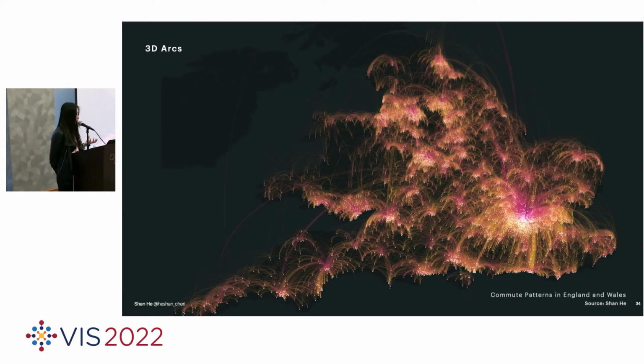We usually use 3D arcs to show origin destination pairs. We can link raw origin destination data and then draw them in this type of real world 3D arcs visualization. This map shows the commute pattern in England and Wales and shows how it links a person from their home to their work destination.